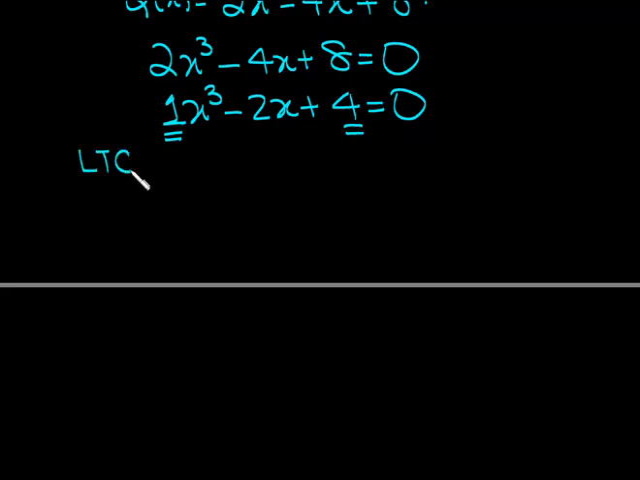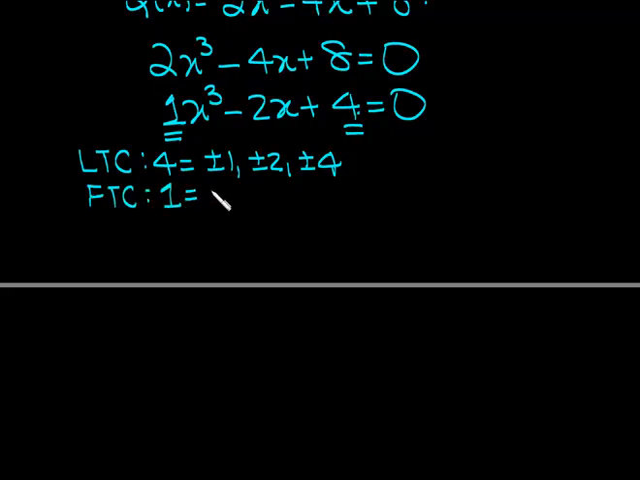My last term coefficient factors are what? I get plus or minus 1, 2, and 3, and 4, because that divides 4. And my first term coefficient is 1, so my factors are just this. My choices for x are what? I'll just abbreviate: factors of the last term coefficient divided by the factors of the first term coefficient. Divide all of these by 1, so I get this.